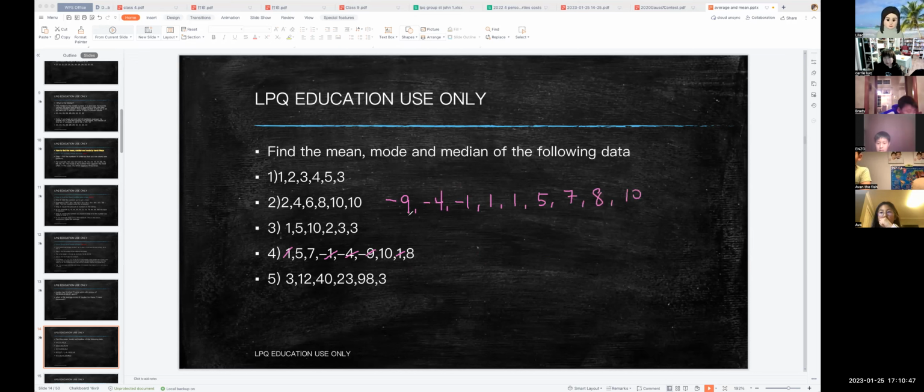Okay, so what is a middle number? 1, 2, 3, 4, 5. So this is a middle number. So for this one, the median is 1. So what is a mode? The mode is which number appeared the most? 1. So the mean is 2, the median is 1, and the mode is also 1. Understand for this question? Okay, so Brandy, understand?